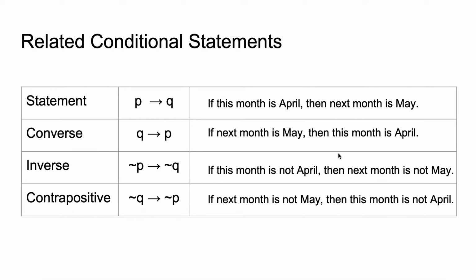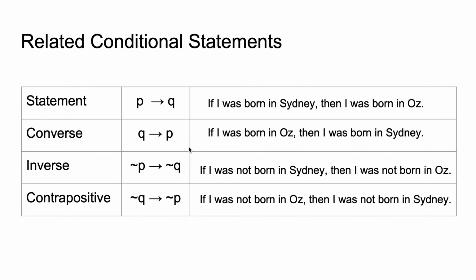So what you see here is actually all of these statements are true, because April is when it is and May is when it is. So May is the next month after April. That's a true fact. It's not always going to be the case. Sometimes if the statement's true, the converse won't be true. Let's have a look at some of these.